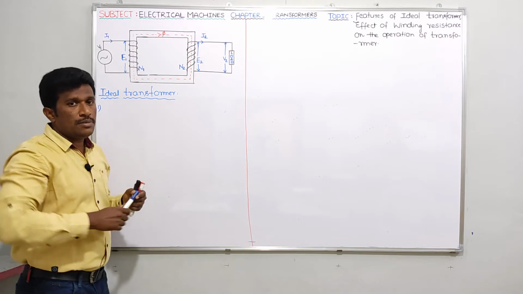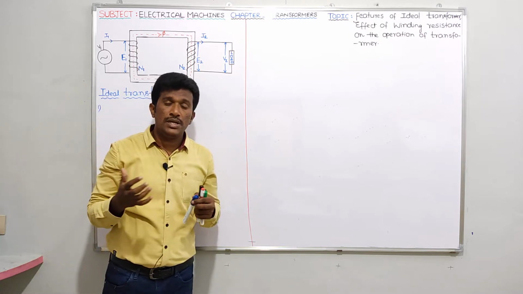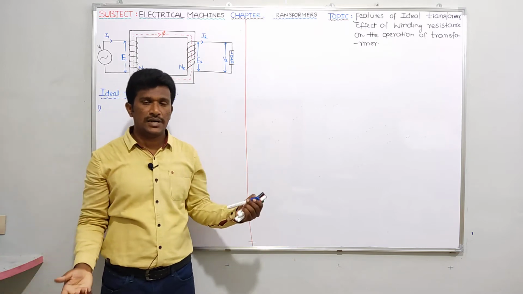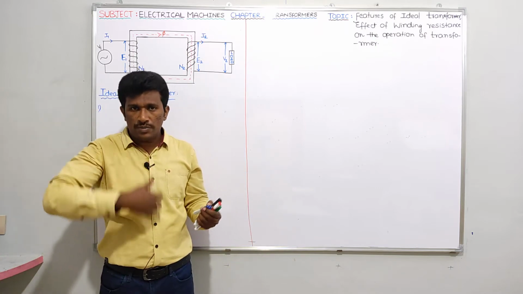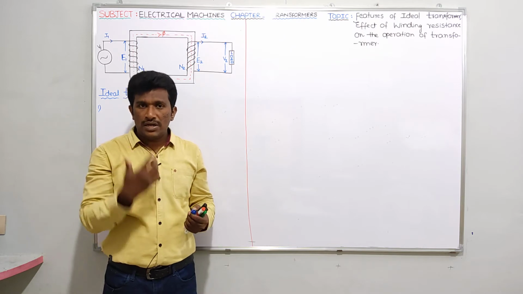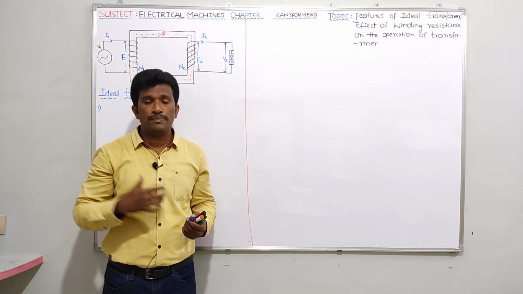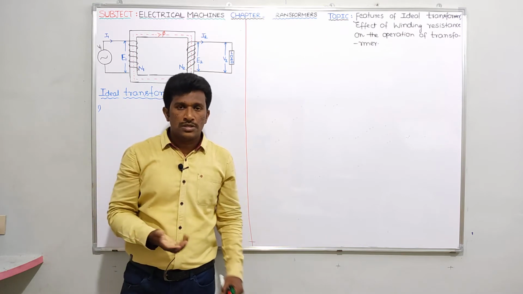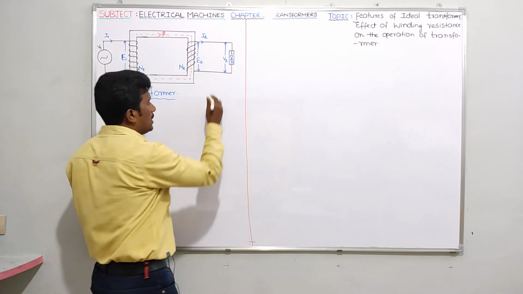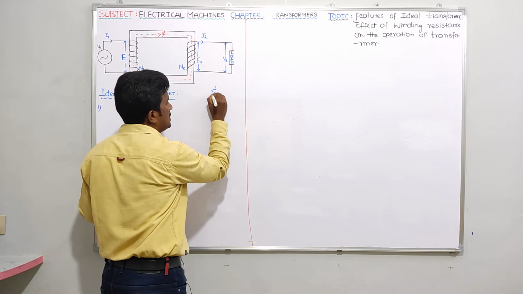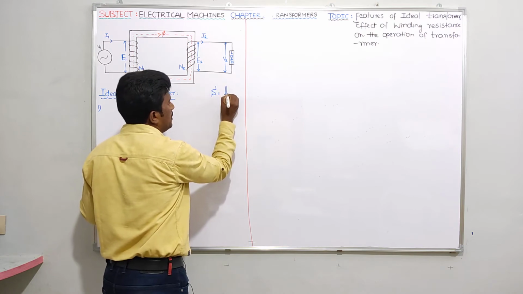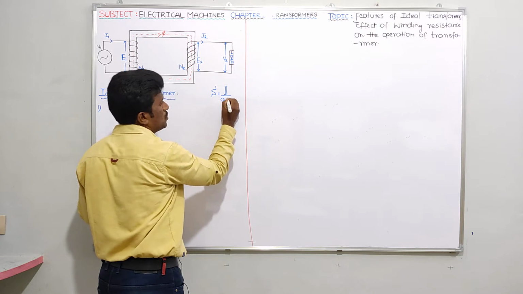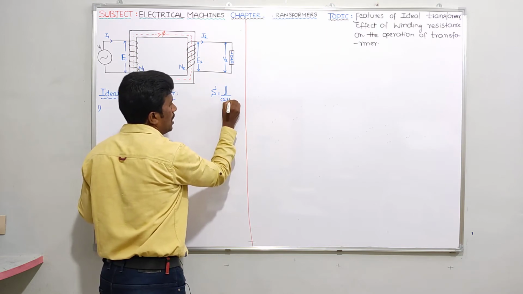What is the meaning of permeability? Permeability means ability to allow the magnetic field from primary side to secondary side. Permeability of transformer core means ability to allow the flux from primary side to secondary side. That permeability should be maximum. Suppose if you see guys, what is the formula for reluctance? Reluctance S is equal to L by A mu naught mu r.